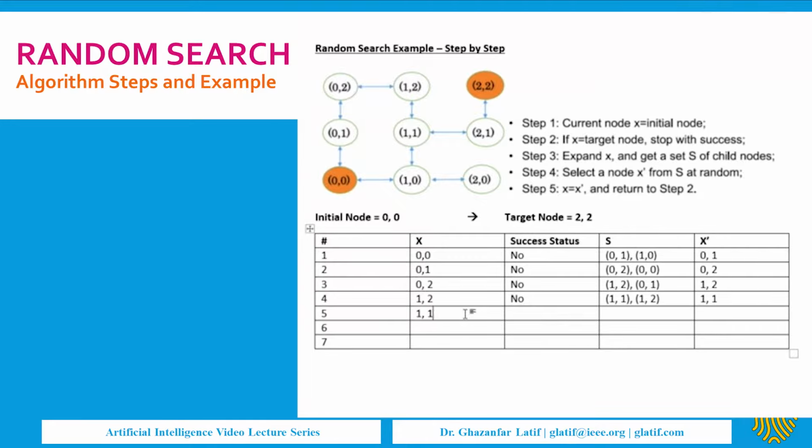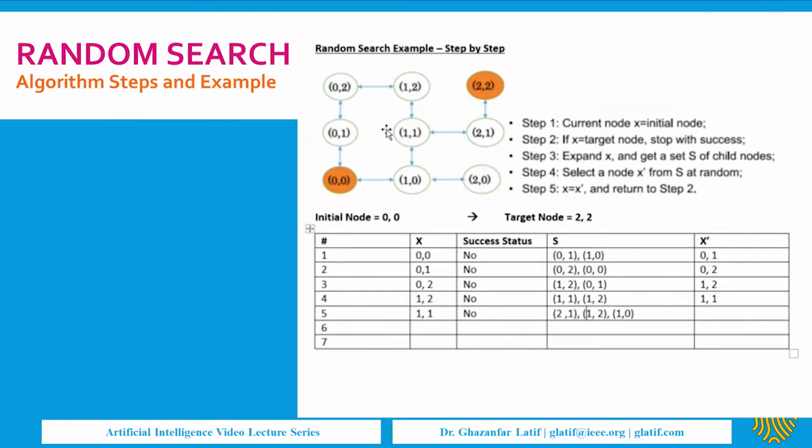So next time 1 1 will become x. Is it a destination node? No, it is not. It is not 2 2. So again no. Let's get the child nodes of x. What are the child nodes of 1 1? If you see, 1 1 has child nodes 1 0, 1 2 and 2 1. So I will just write down that it has child nodes 2 comma 1, 1 comma 2, and 1 comma 0. So there are 3 child nodes for 1 1. It has 3 connections with other nodes.